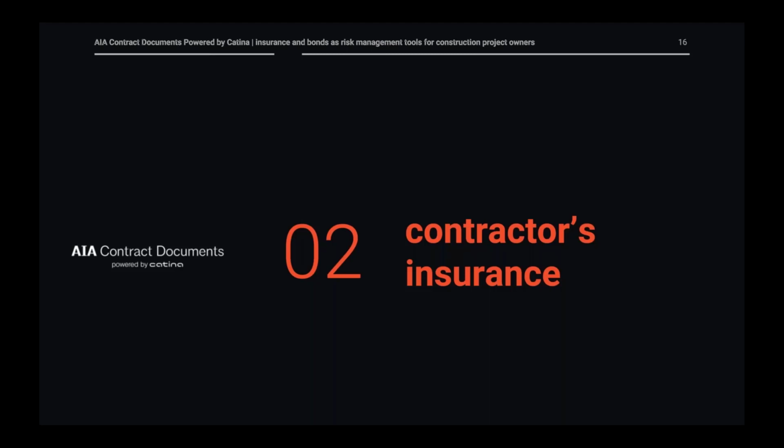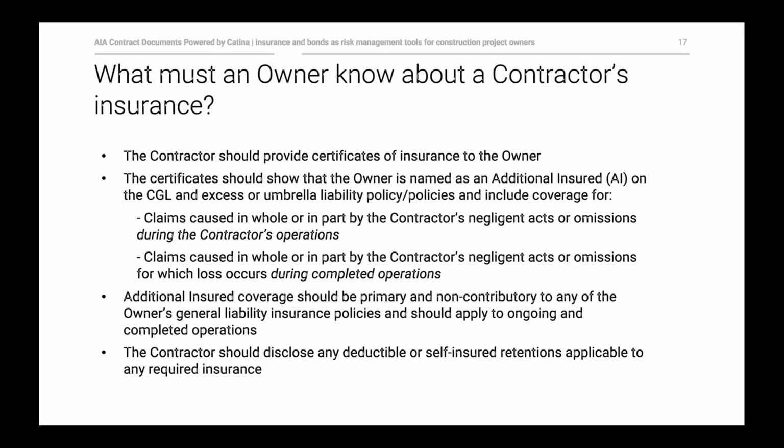So we've talked a little bit about the owner's concerns and what the owner wants to take into consideration with respect to potential insurance coverages. Let's talk a little bit about what the contractor's insurance might look like, and why having adequate insurance by the contractor is important, not only for the contractor and subcontractors, but also for the owner's interests as well. So first of all, what should an owner know about a contractor's insurance?